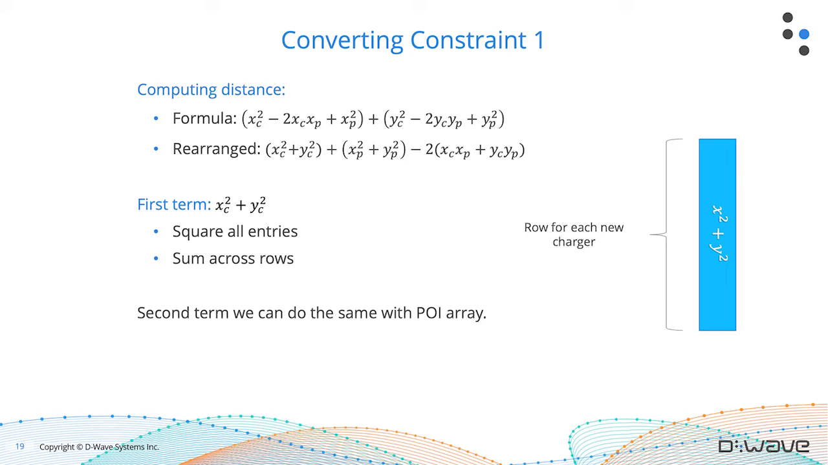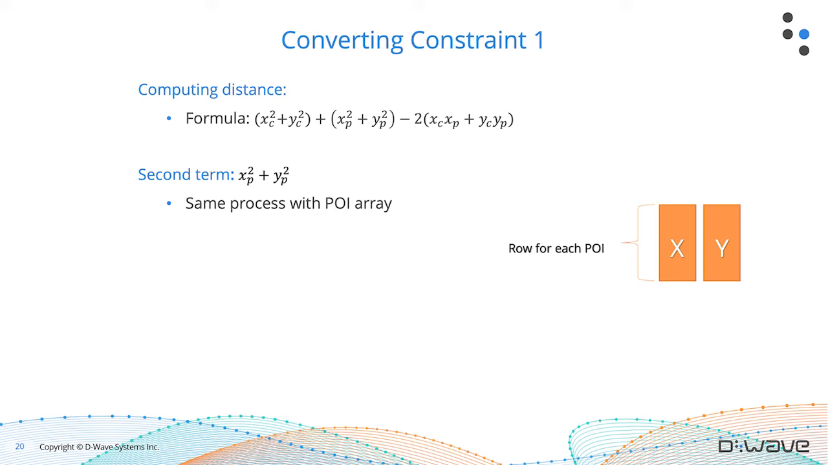And it's going to be filled in with that first term that I need to get a handle on. Now I can do the second term exactly the same way with the point of interest array. So again, I can use the same process. I'm going to square everything element-wise and then add up across the rows. And I'm going to get x squared plus y squared, a row for each point of interest. So that's how I can compute those first two terms using matrix operations.